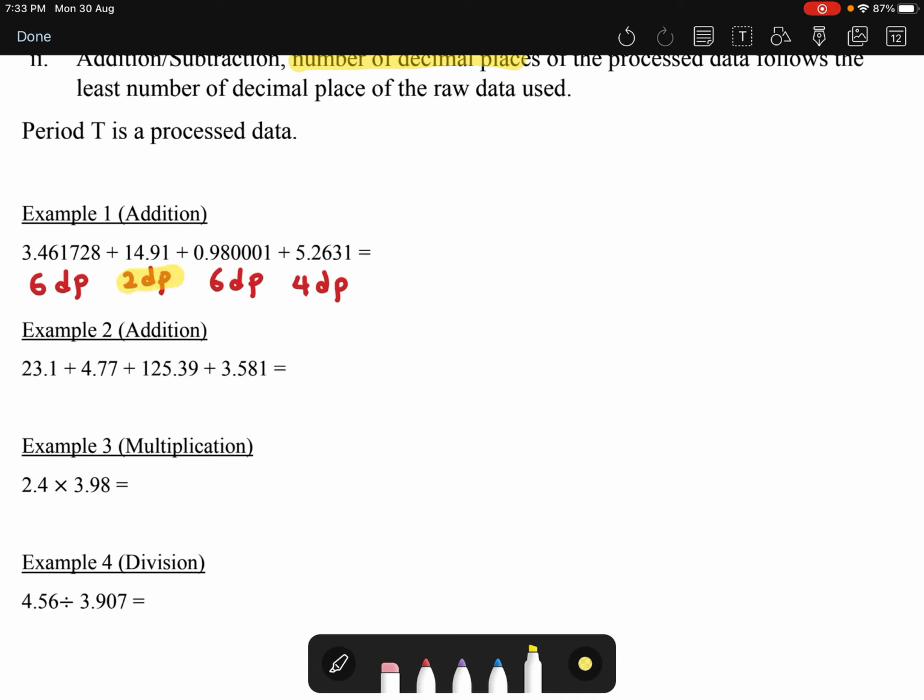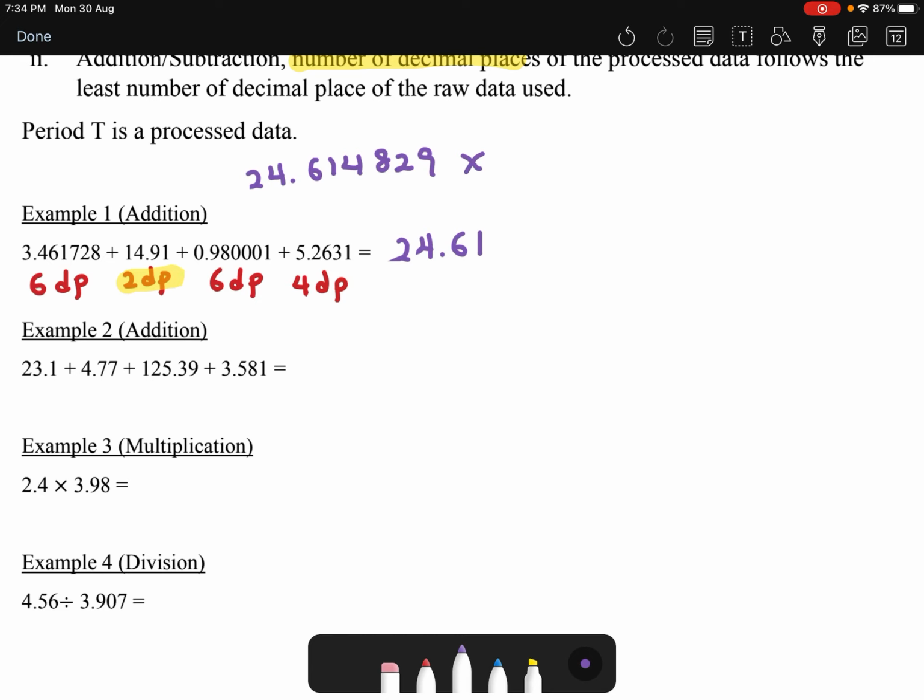So you calculate first. So let me just calculate. Okay, so I get roughly around 24.61489. So please don't give them this, because you're not following the number of decimal places, right? So you just give them 24 point, you want 2 DP, right? So it's 24.61. So this is how you give them, right?